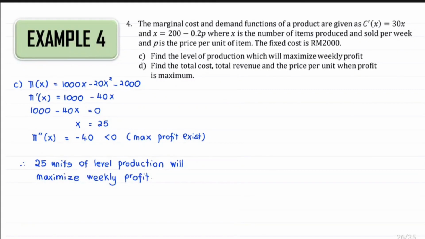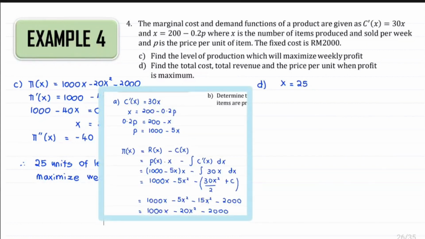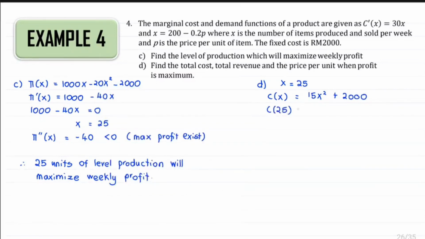And last question, find the total cost, total revenue and the price per unit when profit is maximum. Okay, when profit is maximum, the value for x is 25. Maximum profit, so x = 25. We need to find total cost. We use the previous answer. Our cost function is 15x² + 2000. Then we substitute x = 25.